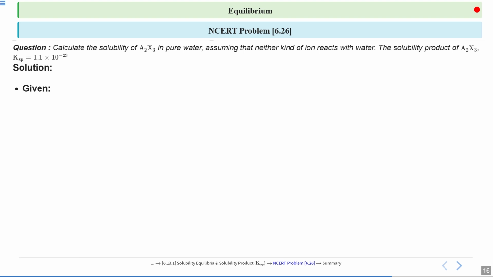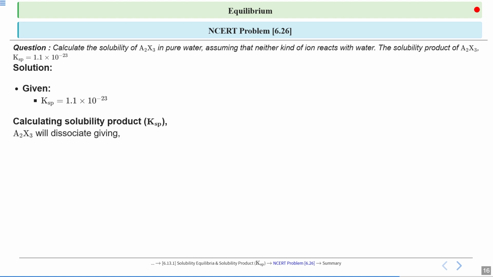First of all, we will note down the things that are already given. We have the KSP value 1.1 × 10^-23. Then, if you want to calculate the solubility product KSP, the dissolution of A2X3 will look like 2A^3+ and 3X^2-. So, we have 2 as the coefficient of A and 3 as the coefficient of X in the given formula. As a result, we will get 2 moles of A^3+ and 3 moles of X^2-. What about the charge? How are we deciding the charge? It's very easy. Whatever is the coefficient of X, that will become the charge of A. And you can take 3 positive here.